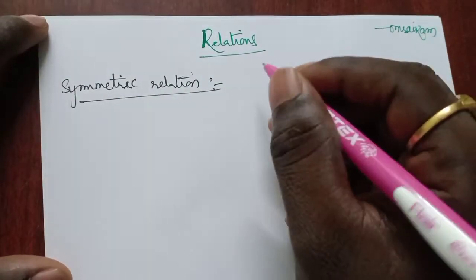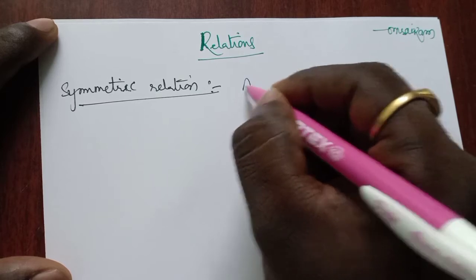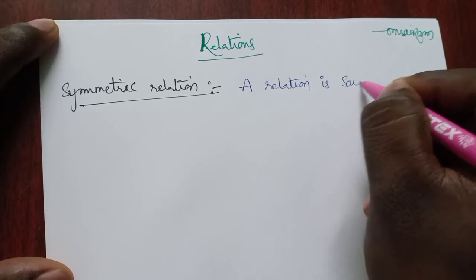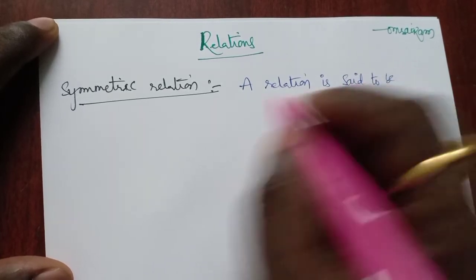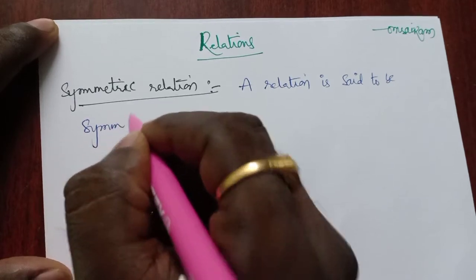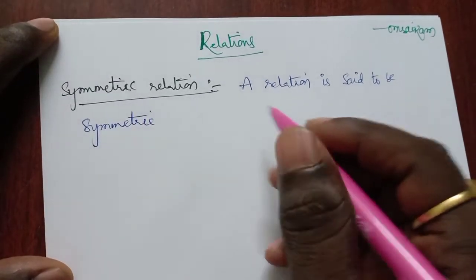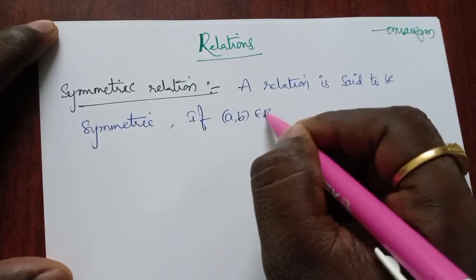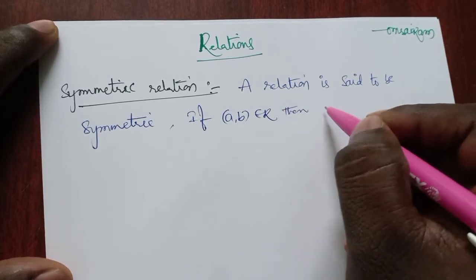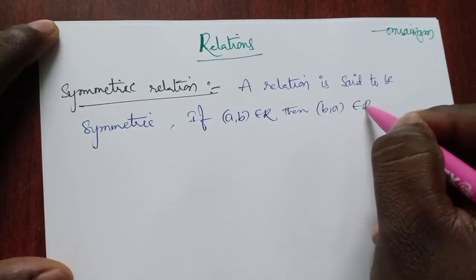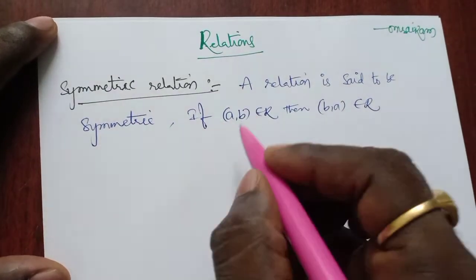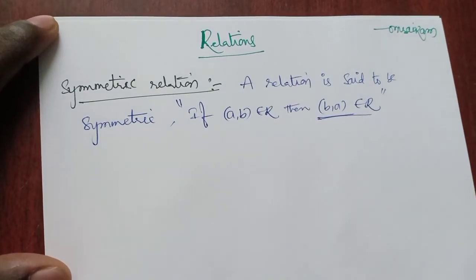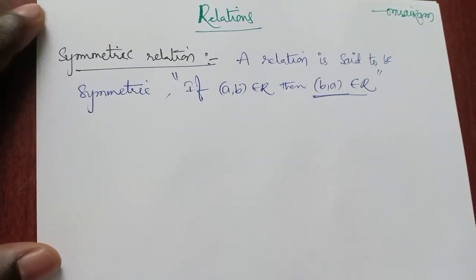A relation is said to be symmetric if (a, b) belongs to R, then (b, a) must belong to R. If (a, b) belongs to R, then (b, a) must belong to R. So that is nothing but a symmetric relation.